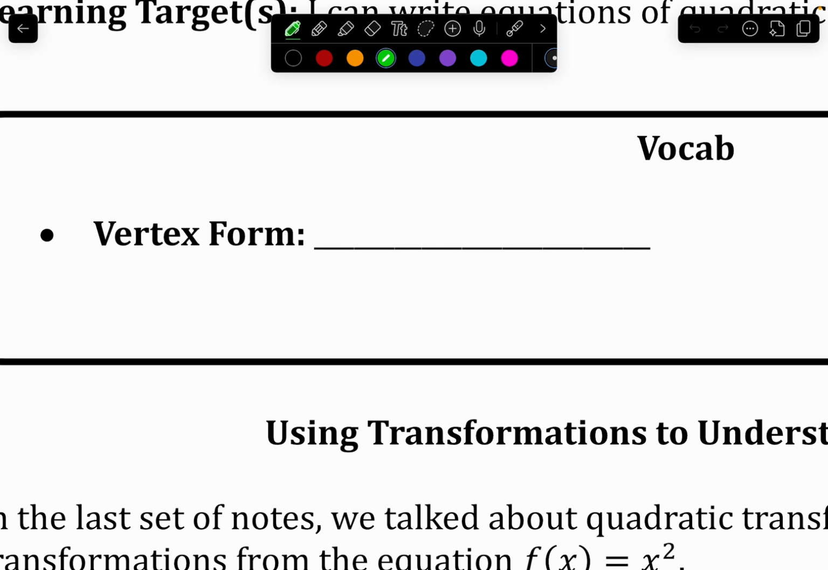And you will see this formula pretty often with quadratics, and you've actually kind of already seen it before. You just didn't know that it was vertex form. So vertex form is y equals a times (x minus h) squared plus k.